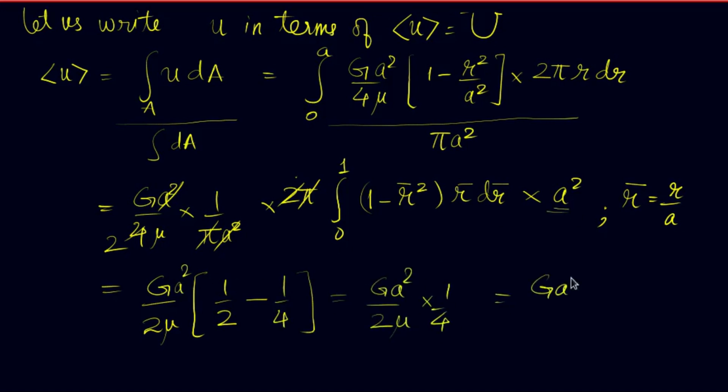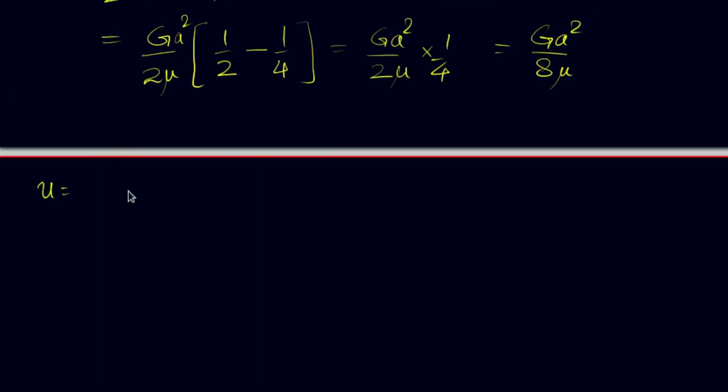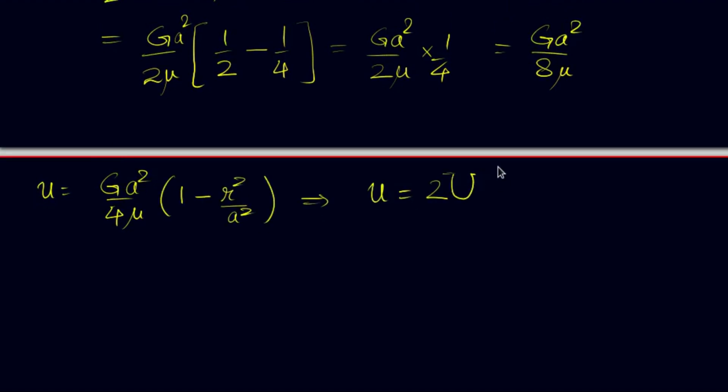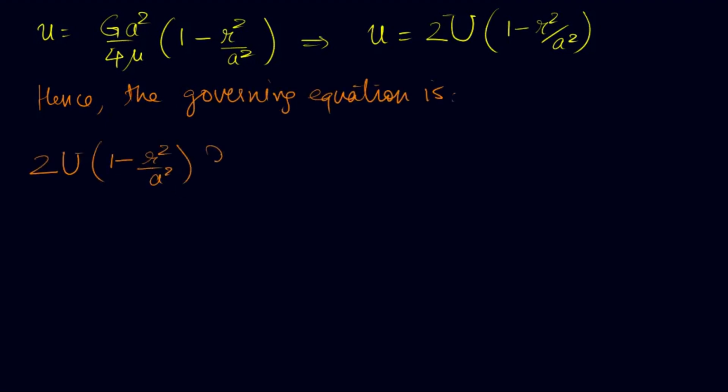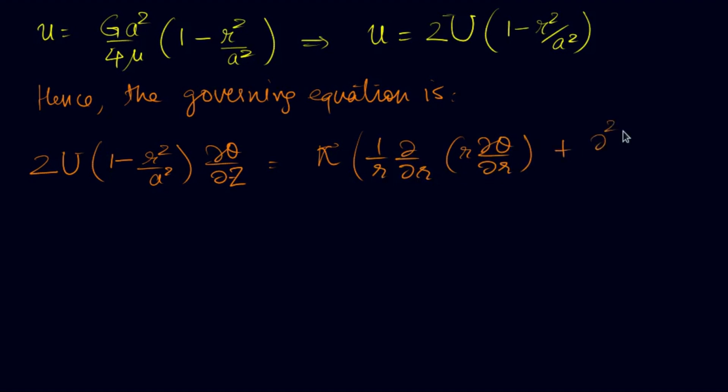So in terms of the average velocity, the velocity field is given by u equals 2 capital U times 1 minus r square by a square. Thus, to sum up, the governing equation is 2U times 1 minus r square by a square, del theta by del z, is equal to kappa times 1 by r del r of r del theta del r plus del 2 theta del z2.